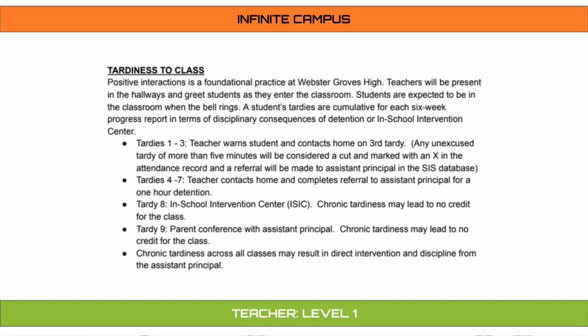You can see here that if a student has received between 1 and 3 tardies, the teacher is supposed to warn the student and contact home on the 3rd tardy. Tardies 4 through 7, the teacher contacts home and completes a referral to the assistant principal for a 1-hour detention. Tardy 8 results in an in-school intervention center assignment, and tardy 9 is a parent conference with the assistant principal.